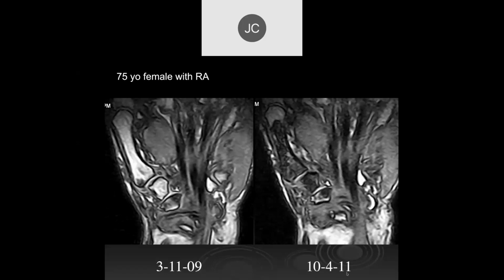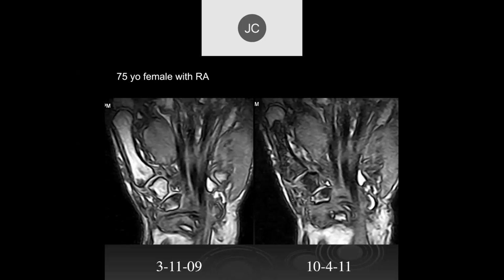This is on 10/4/2011. I believe, if I remember, this patient was put on methotrexate, not TNF-alpha inhibitors. What do you think's happened in between? So that region of osteitis or erosion in the scaphoid looks like it's larger. Maybe a little bit larger here. What about in the trapezium? Oh, yeah. And what about in the first metacarpal?